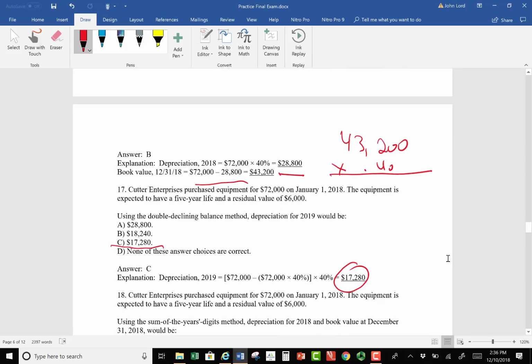And so for all these problems on our test, we're just going to assume it's the 40% that you're using? No, it is not always 40%. 1 divided by 5 is 20%, times 2. If the asset has a 4-year life, it'd be 1 divided by 4 equals 25%, times 2 is 50%, right?